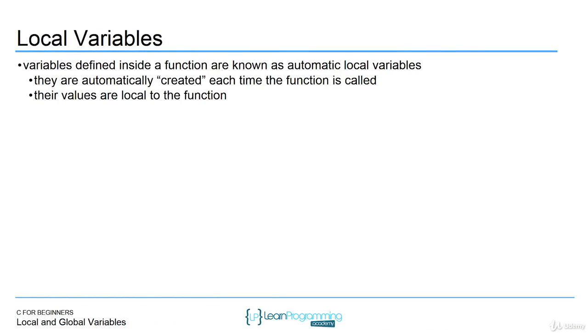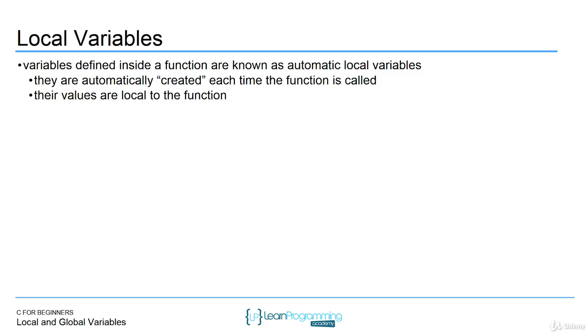Local variables really have to do with more than just functions though. Local variables have to do with anything that has a block of code. So variables defined inside of a function are known as automatic local variables. In that function body, in between those starting and ending brackets, if you declare a variable, that variable is a local variable. It will automatically be created each time the function is called.